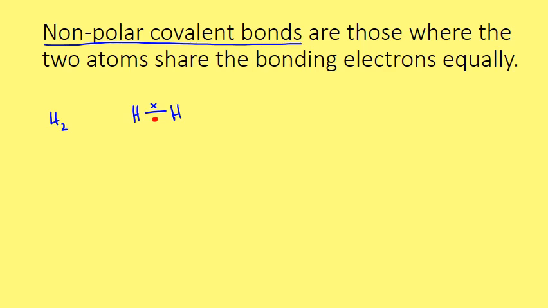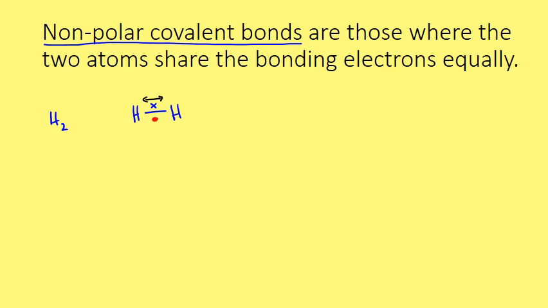And one hydrogen atom has the same electronegativity as the other hydrogen atom. So these bonding electrons are neither going to be pulled in that direction or that direction. And so this is what you call a non-polar bond, where polar means that it's going to have some sort of difference in charge between the two atoms in a bond. So this is a non-polar bond, and all of the diatomic gases.